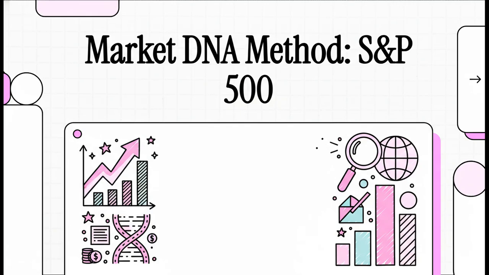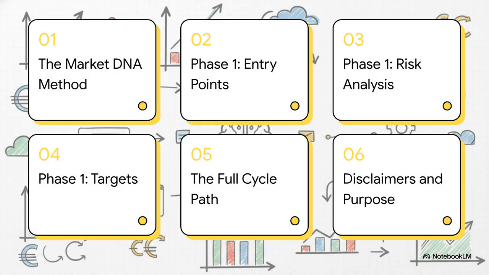All right, in this explainer, we're doing a visual walkthrough of a really unique approach called the market DNA method. We're going to be looking at a specific case study, how it's applied to the S&P 500. So let's dive right in. Here's our game plan for today. First, we'll do a quick overview of what the market DNA method is all about. Then, we'll jump into what it calls Phase 1, breaking down the entry points, the risk analysis, and the potential targets. After that, we'll look at the entire cycle from start to finish. And finally, we'll wrap up with some really important disclaimers.